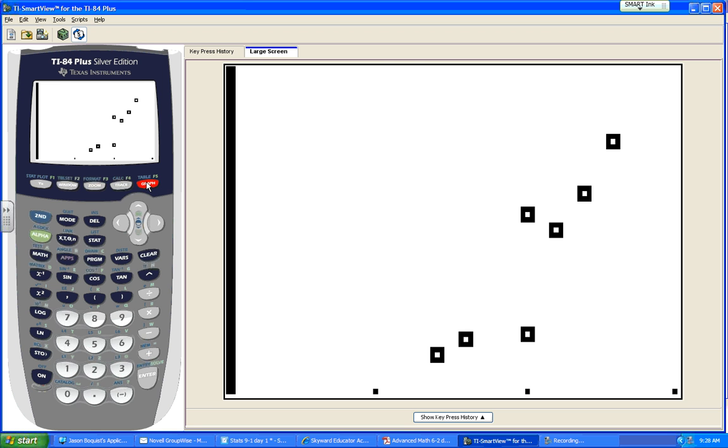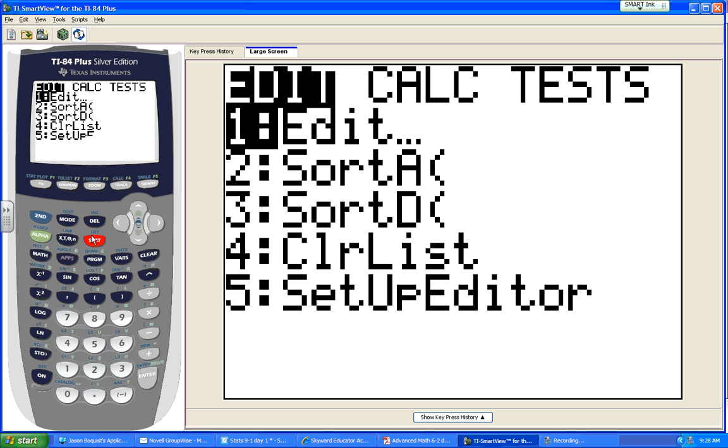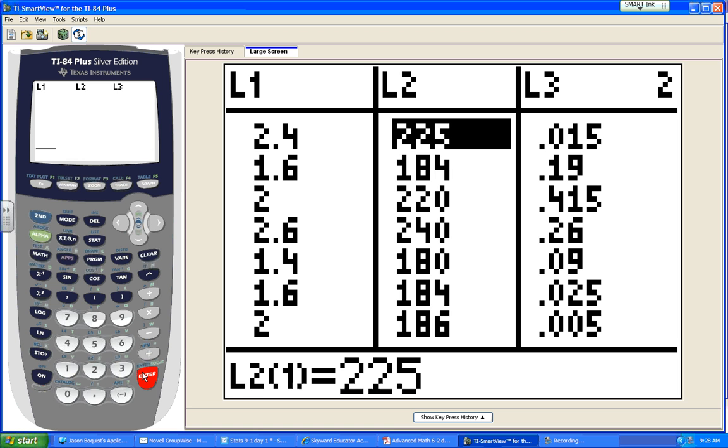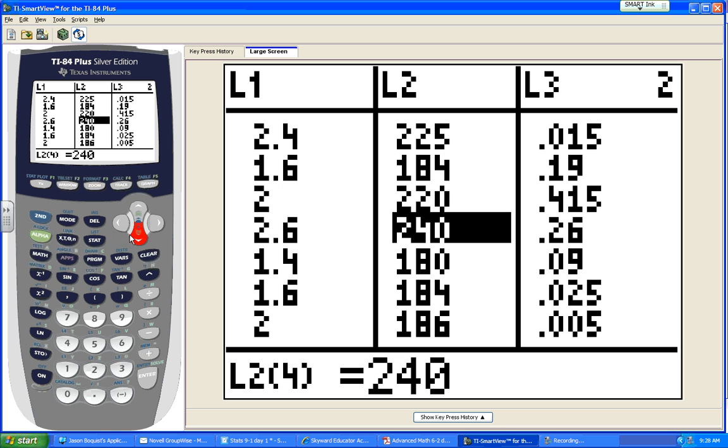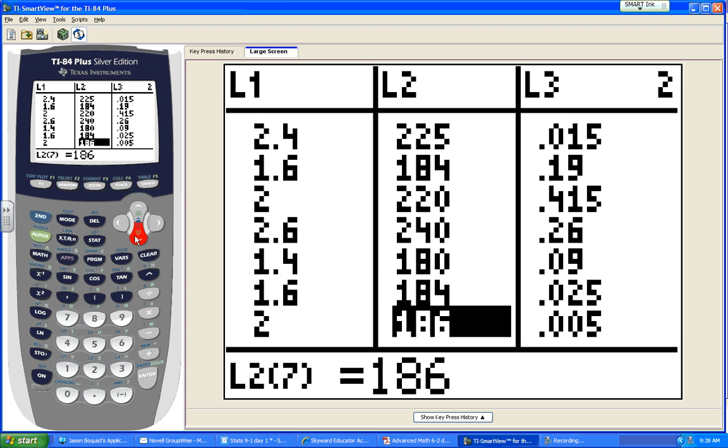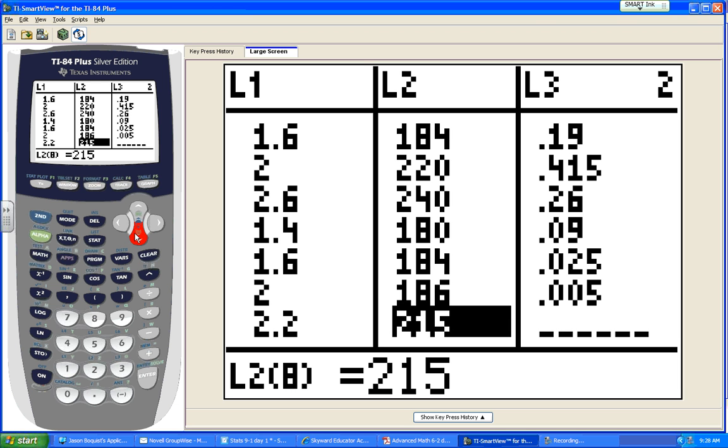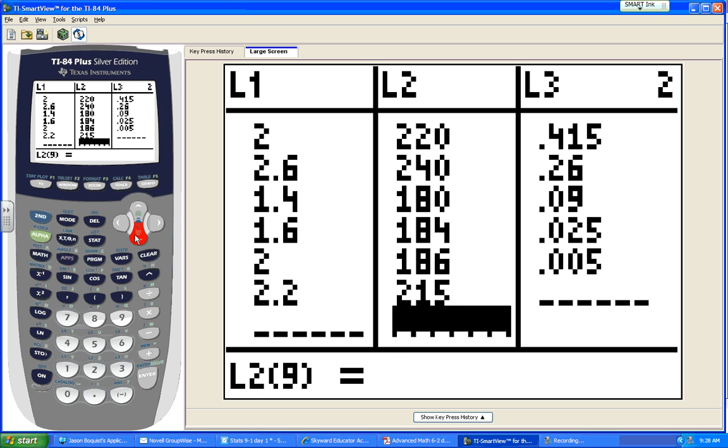Well, I'm going to go check my lists then. They're all entered correctly, right? I'm wondering if some of them are too close to each other, though. Like these two right here. 186 and 184 might just be too close to each other, and it couldn't graph two big ones. So just put 1 in there. That would be my guess.